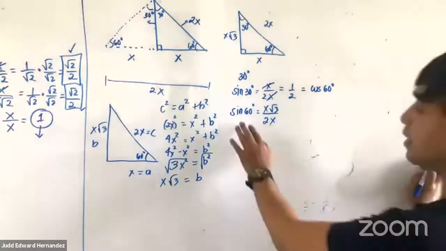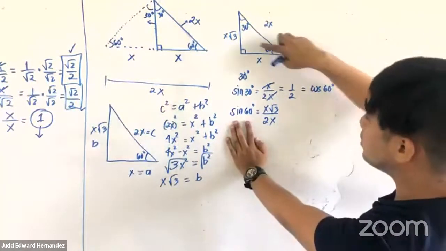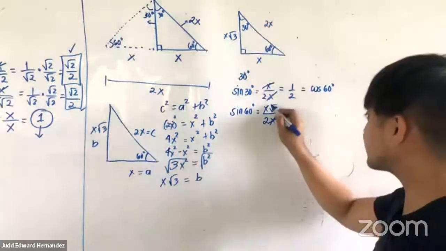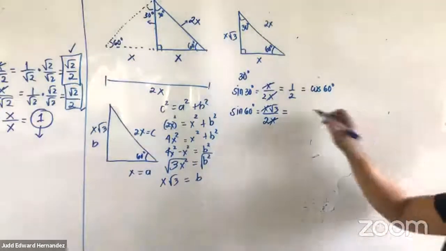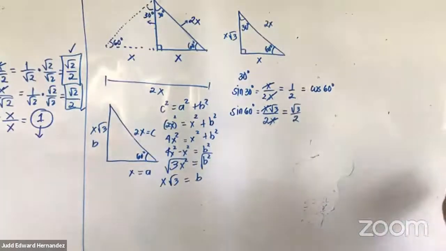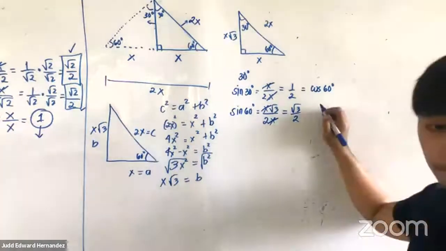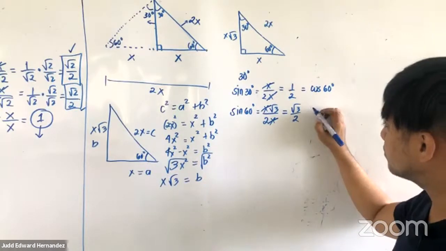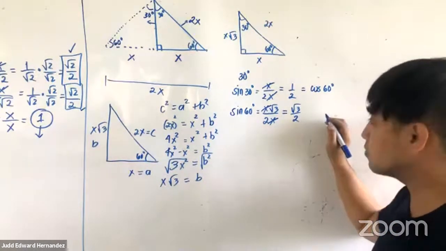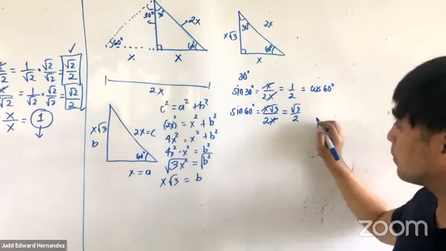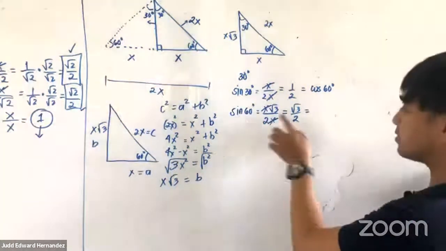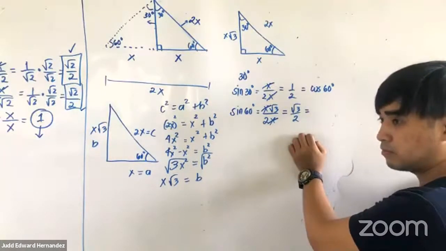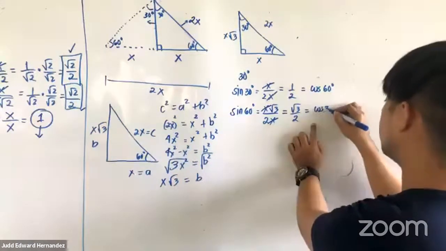Paki-check nga po ulit. Sine 60 degrees, opposite, that is x square root of 3. Hypotenuse is 2x. Cancel x, therefore that is square root of 3 over 2. Paki-check nga po what is sine 60 degrees. Square root of 3 over 2 po. Okay, therefore, if that is sine 60, what is the complement of sine 60? Cosine 30 degrees.